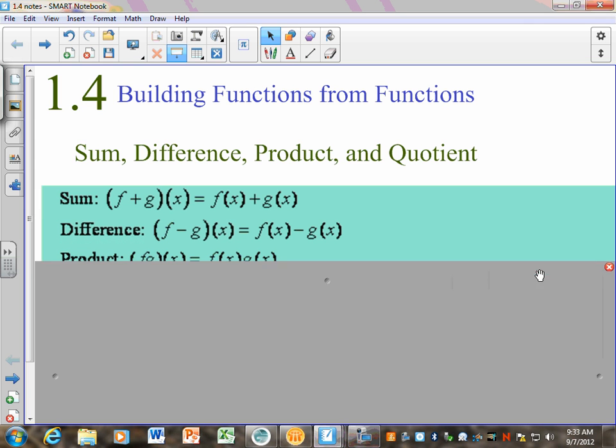Division. And it's exactly what you would think you would do. If they ask you to multiply two functions, you really just multiply them.